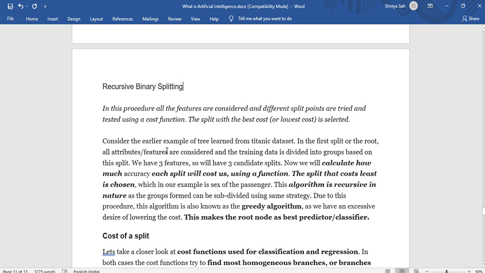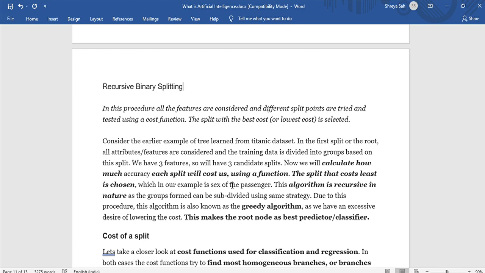Consider the earlier example of the tree learned from the Titanic dataset. In the first split, or the root, all the attribute features are considered and the training data is divided into groups based on this split. We have three features, so we will have three candidate splits. Now we will calculate how much accuracy each split will cost us using a function. The split that costs the least is chosen. The split which is costing you the least will be chosen ultimately, which in our example is the gender of the passenger.